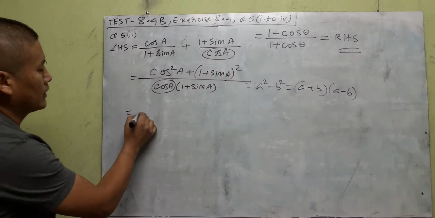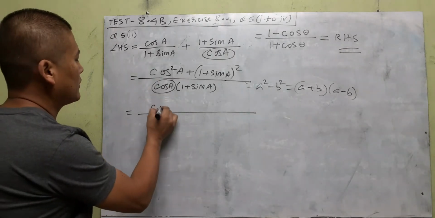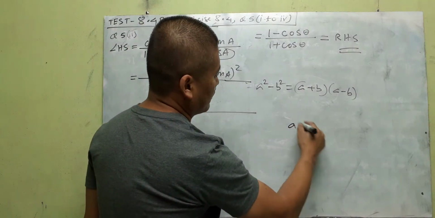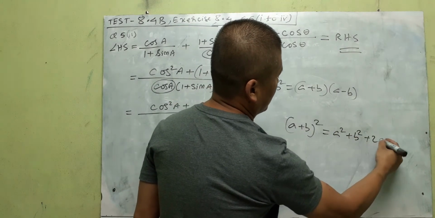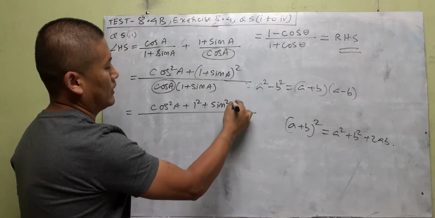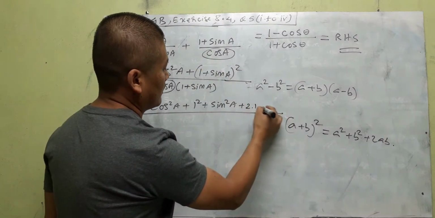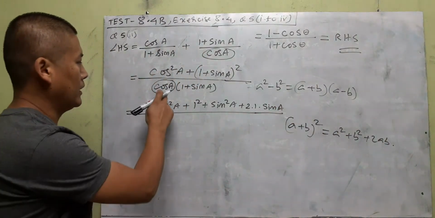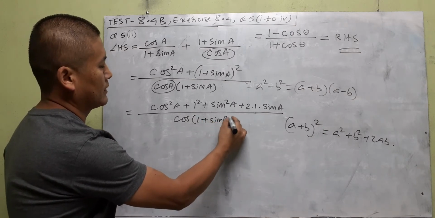Now we can apply this formula. As we said, 2 sec A is what we want to get on the right side. So just keep this one for the time being, cos square A plus, let's apply the (A plus B) whole square formula, which we know is A square plus B square plus 2AB. So A square plus B square, this is B, plus 2 into A is 1 and B is sine A. We are applying this formula, divided by, let's just keep it for the time being without touching, cos A into 1 plus sine A, same.